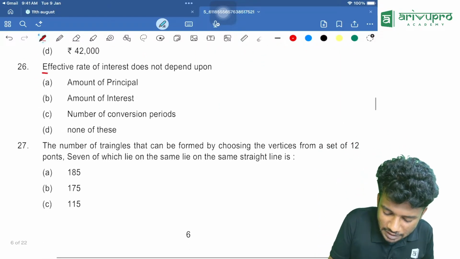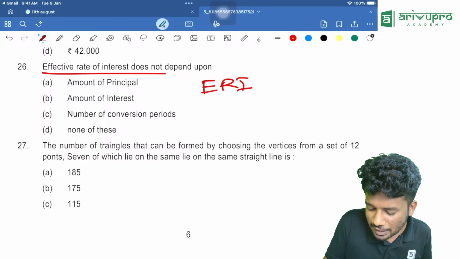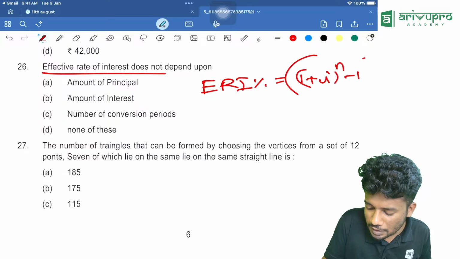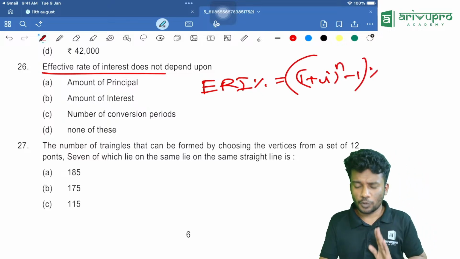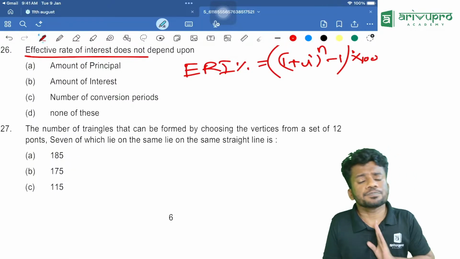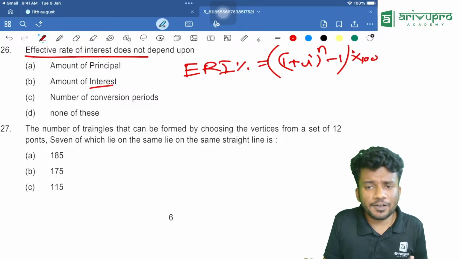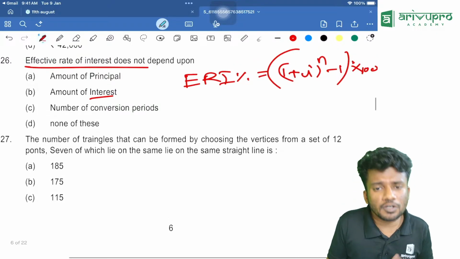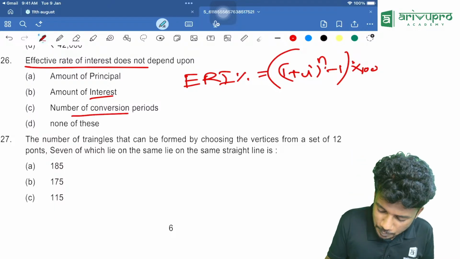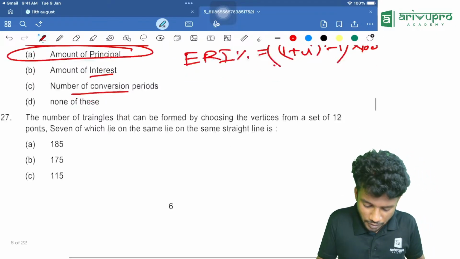Next one, effective rate of interest does not depend on what? You know the formula of ERI percentage is nothing but (1 plus I) the whole raised to n minus 1, the entire thing into 100 if you want to write it as percentage. Now here, what is not there? Interest is there, I value is there. That means it depends on interest. Then number of conversion periods, it depends on n. Is principal there in the formula? No. That means option E is your answer.